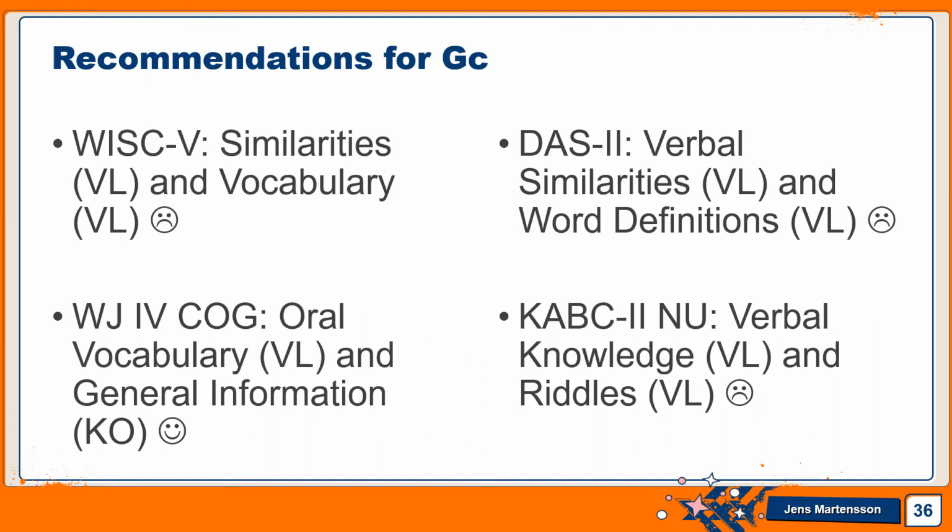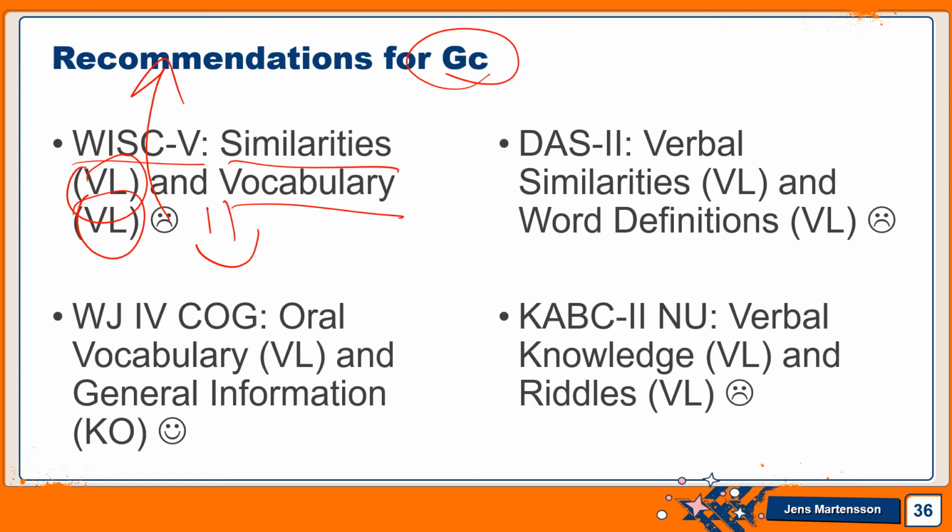Let's think about it. So recommendations for GC. The WISC has similarities and vocabulary. They're both lexical knowledge tests. They do not have information. Now there is a test called information on the WISC, and you could put that in XBASS and you could get a composite. So there's kind of a smiley face there, but if you just gave those two tests, it does not meet the recommendations.